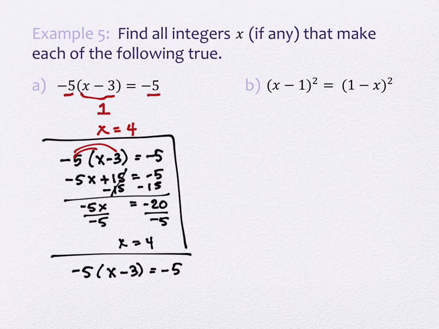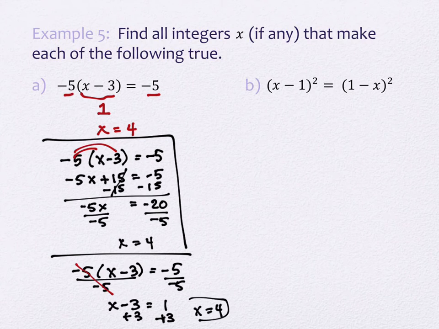is to recognize this is multiplication by -5, right? And instead of distributing it through, I could undo the multiplication by -5 by dividing by -5. So these cancel out because division and multiplication are inverse operations. This leaves me with x minus 3 equals 1, and I can add my 3 to get x equals 4. Okay, so 3 different ways to do it.